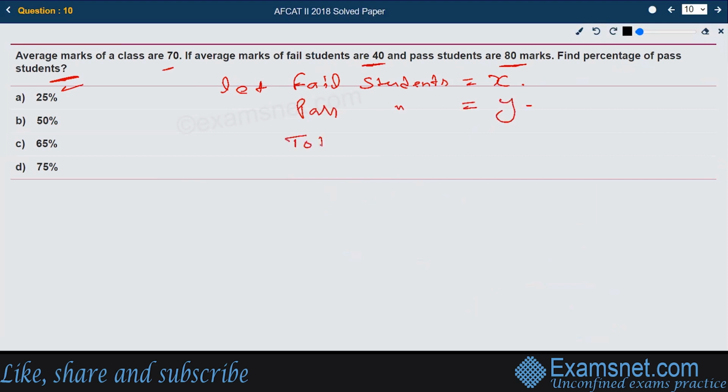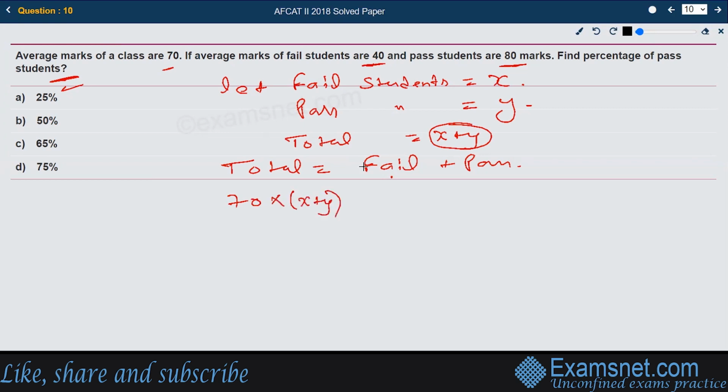Now the total number of students becomes X plus Y. The total of all the student marks is going to be the failed students' marks plus the pass students' marks. The total of all the student marks can be calculated by average multiplied by the total number of students. The average of the whole class is 70, so 70 multiplied by X plus Y is going to be the total marks.